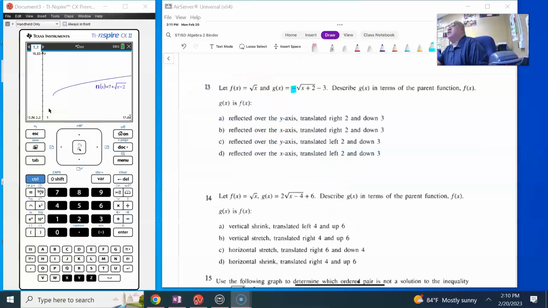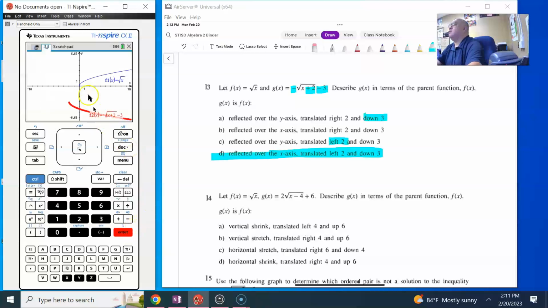The negative is going to reflect it over the x-axis. The positive 2 is going to move it to the left 2 units. And minus 3 moves it down. So which one moves it down? So we go down, left 2 units, and reflect over the x-axis. So there it is. It reflects over the x-axis and moves over to the left, and it goes down 3.